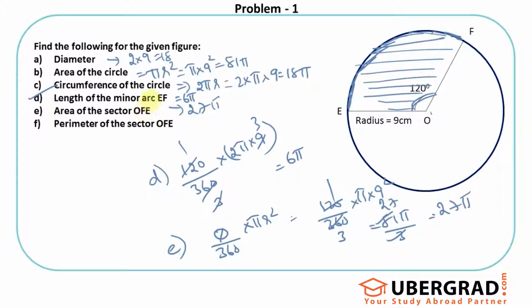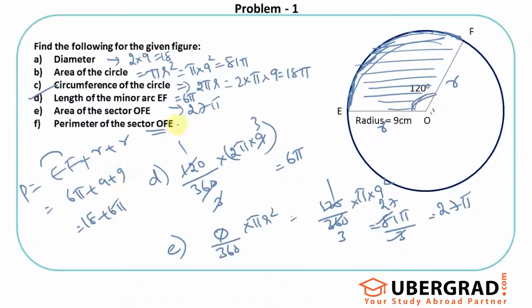And finally, the perimeter of the sector OFE. I need to add the arc length EF, and then also OE plus OF, which is basically the radius twice. So the perimeter is the arc length plus 2r. The arc length is 6 pi, plus the radius 9 plus 9. So that's basically 18 plus 6 pi is the perimeter. That's how you solve it.